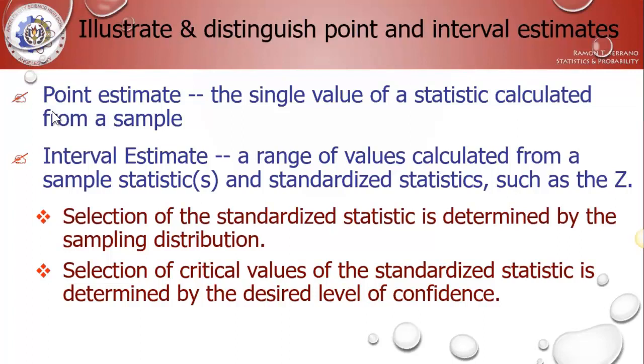But also, many times, nag-i-interval estimate tayo. Meaning to say, hulaan natin siguro from ang average grade nila will be from 85 to 90. Okay, with a certain degree of confidence. Ang tawag natin doon is the interval estimate, which is the range of values calculated from a sample statistic and the standardized statistics such as the z, and the selection of the standardized statistics is determined by the sampling distribution.